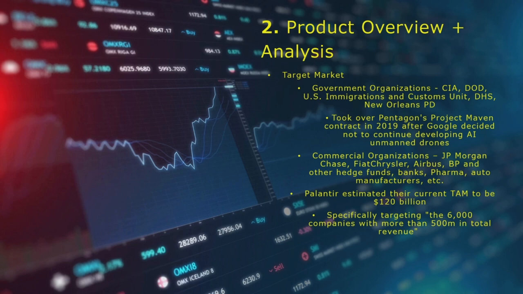Palantir estimated their current total addressable market to be about $120 billion currently. And they note that they are specifically targeting the 6,000 companies with more than $500 million in total revenue. I will talk a little bit about that in just a few slides here.